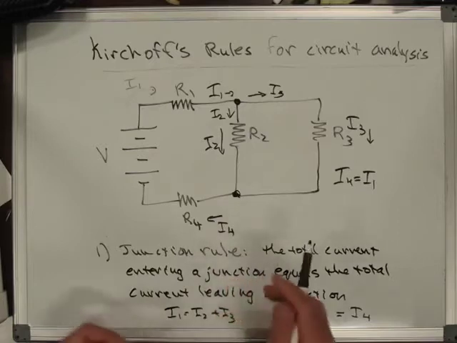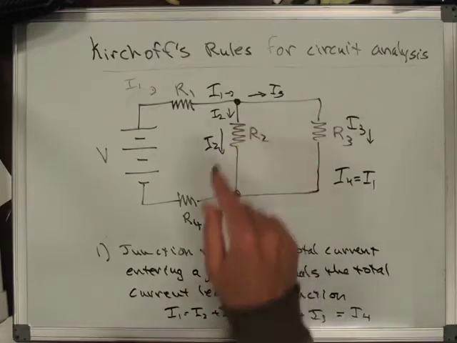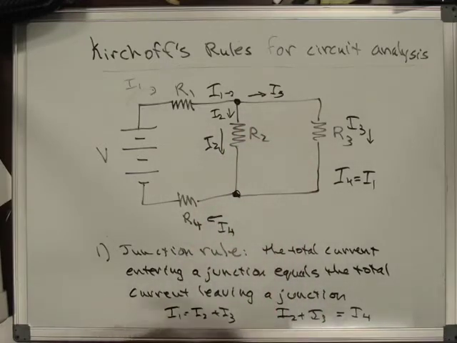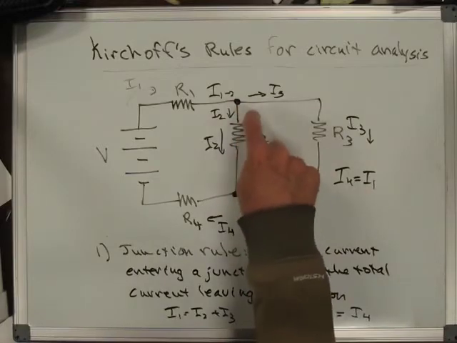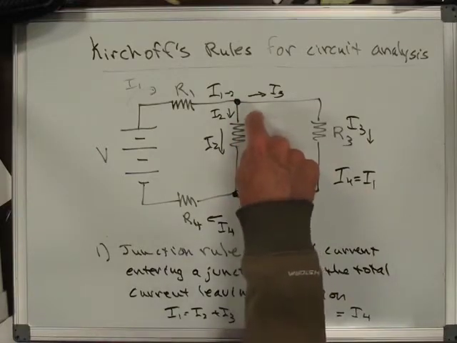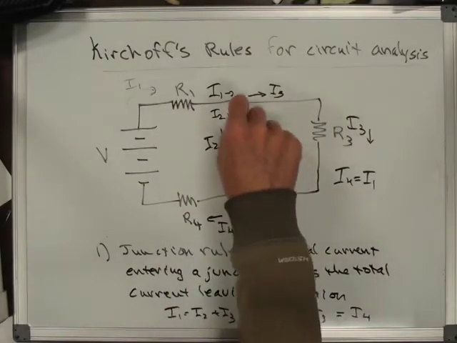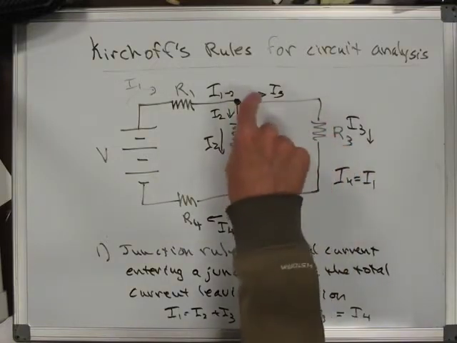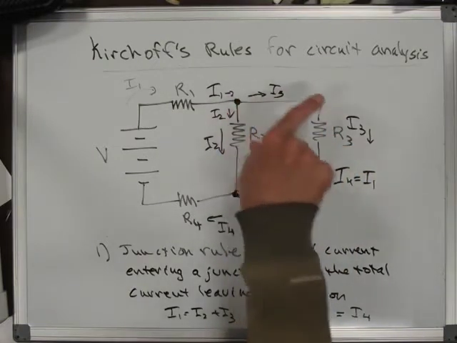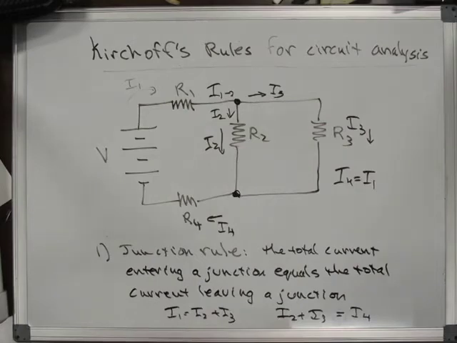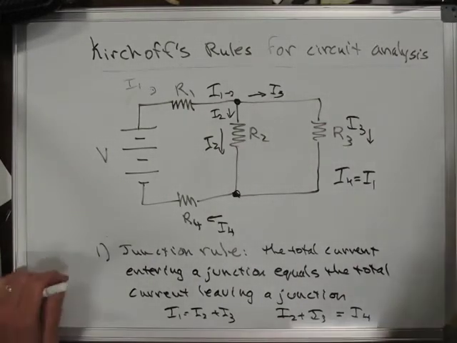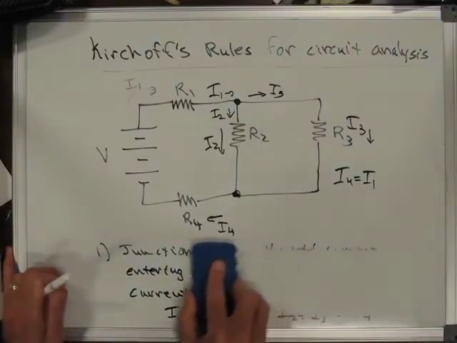He'd say the total current entering a junction equals the total current leaving a junction. It's true for any junction, and it's similar to what you would understand if these were pipes of flowing water, or sewage pipes. If you have water entering a junction and it splits, then the total water entering equals the total water leaving, and it's the same thing with charges. And so that's the junction rule. The next one is called the loop rule.